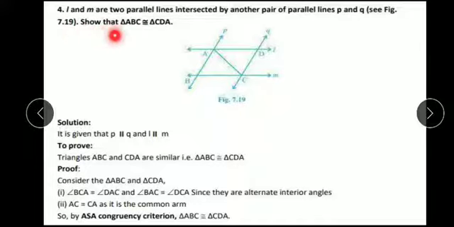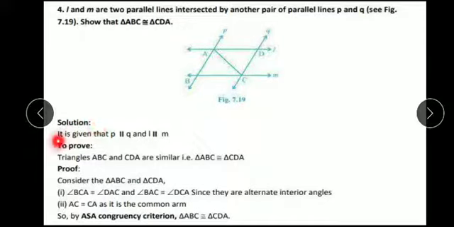Now we have to prove that triangle ABC is congruent to triangle CDA. So we have to prove that triangle ABC, that is this triangle, is congruent to triangle CDA. This triangle and this triangle, we have to prove that these two triangles are congruent. Okay, let us see the solution.